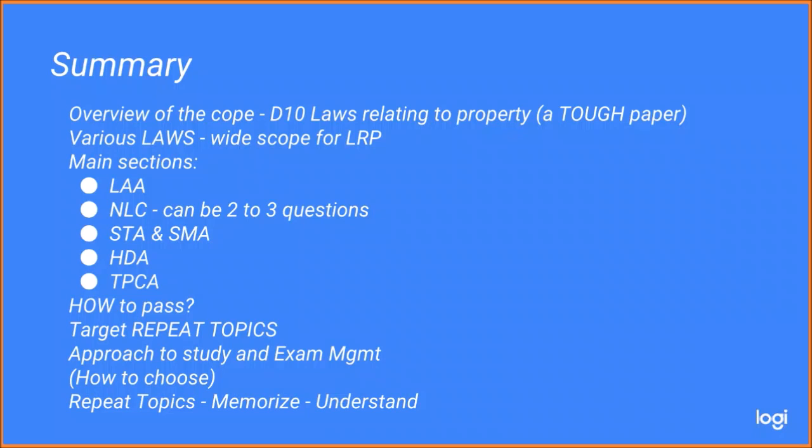There are various laws, a wide scope for this subject, with main sections as I mentioned just now. Then on how to pass, target the repeat topics, because they will always repeat. So you don't take one textbook, study land law, and go from chapter 1 to the final chapter. A lot of things are not going to be asked in this exam, so you must know where the questions are coming from, and you have to check the past years.